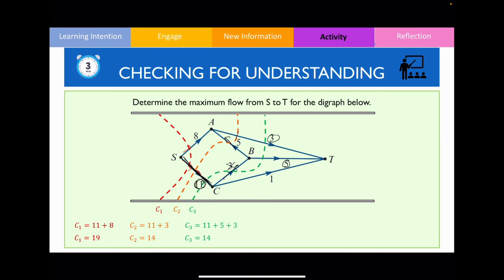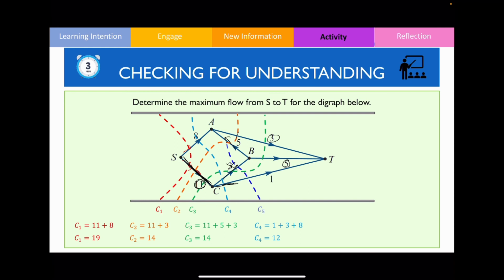Now to find out cut 4, I'm going to be going through this edge over here. So cut 4 could be represented like this. To find out the value of that, notice that all the flows are moving from left to right. So I can just add up all of these 3 values. So cut number 4 has a value of 12.